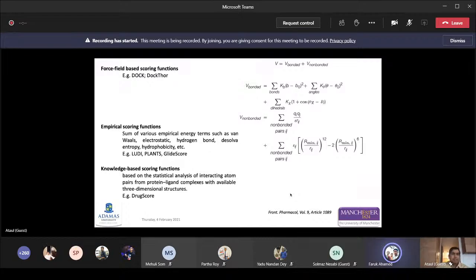And the knowledge-based scoring function is basically the statistical analysis of interacting atom pairs between the protein and ligand. Drug score is one of the examples. There are some more scoring functions, but these are the widely used ones by the different docking engines.